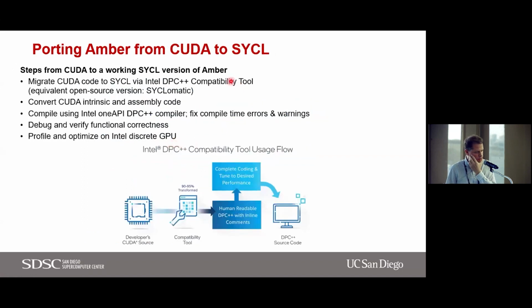And so what we did is really start with the CUDA code using the DPC++ compatibility tool, so basically what is now Cyclomatic. And then convert the intrinsic and assembly code, fix compile time errors and warnings, and that takes some time. So it's not done in a few months. There's like 2 years of effort. And then debug and verify functional correctness, and then of course profile and optimize. So far only on Intel discrete GPUs.